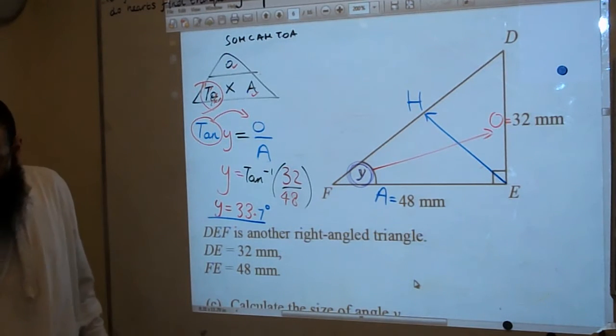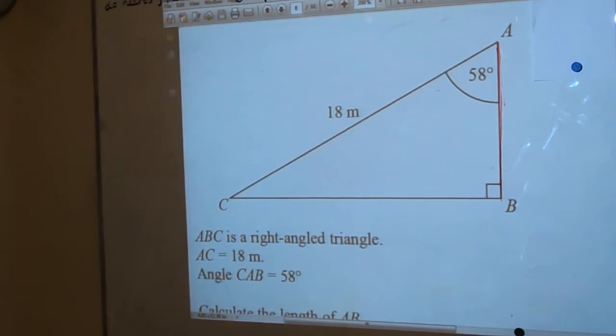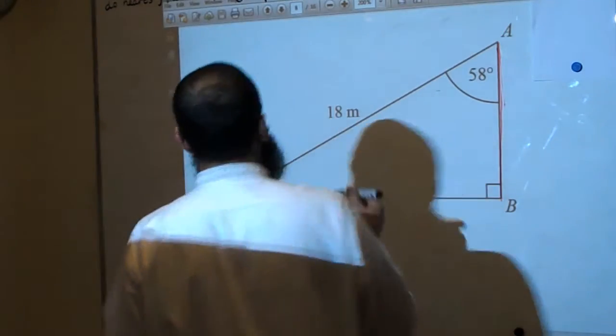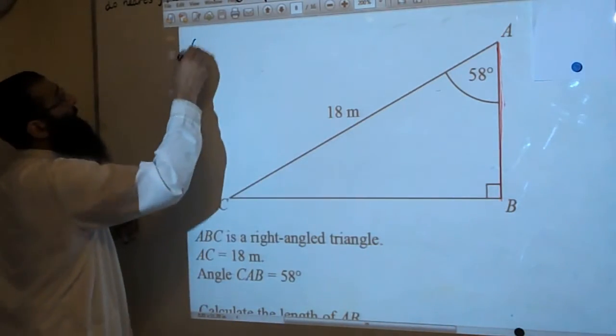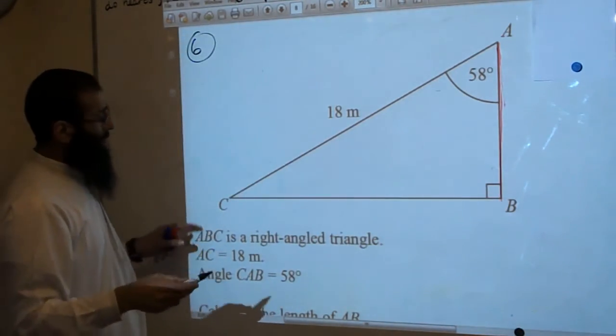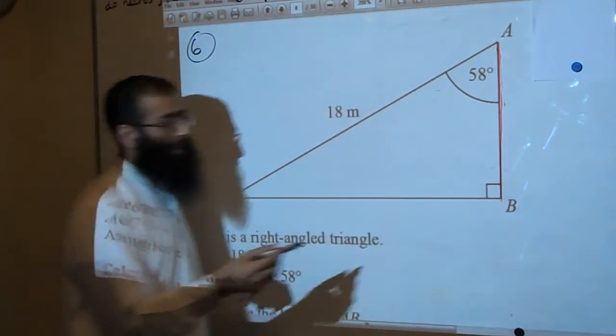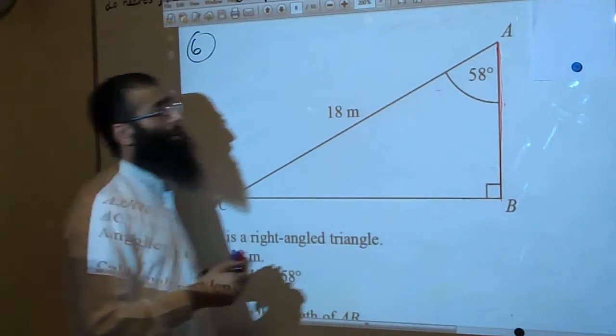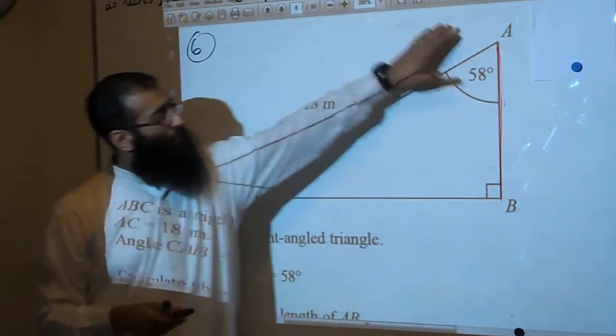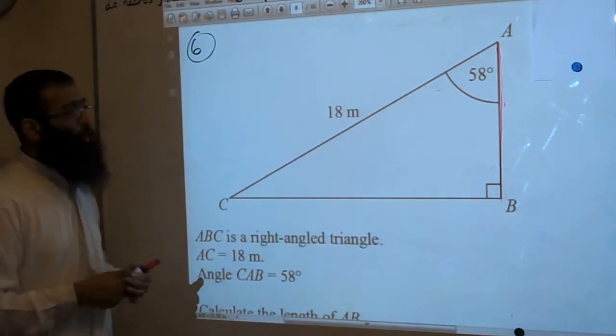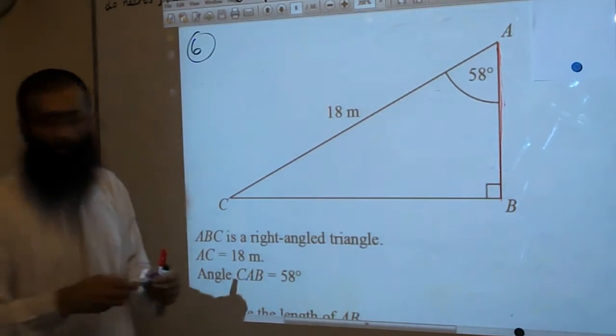That's that question done. This one is question number 6. For those of you who haven't done question number 6 or are stuck on question number 6, let's go through it now. In this particular question, we have a triangle ABC. It's a right angle triangle indicated by this little square in the corner. We've been asked to work out the length of AB in this question. Now what do we do? First of all, we label the diagram.